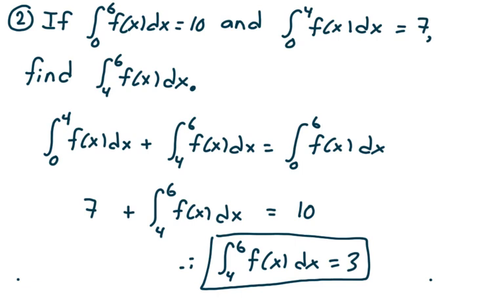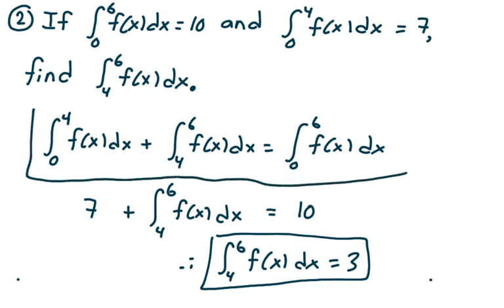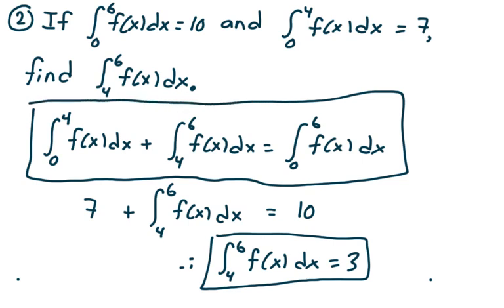It turns out that the integral from 0 to 4 of f of x dx plus the integral from 4 to 6 of f of x dx is equal to the integral from 0 to 6 of f of x dx. So you notice how I took the lower limit of the first integral and combined it with the upper limit of the second integral to get the integral on the other side.